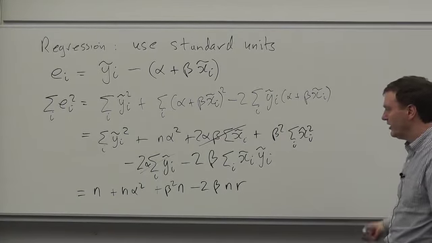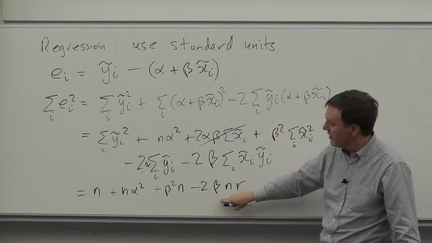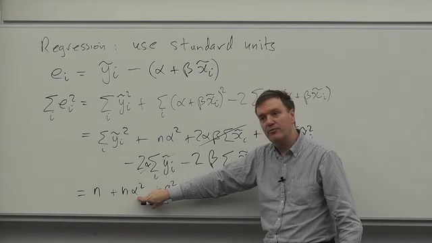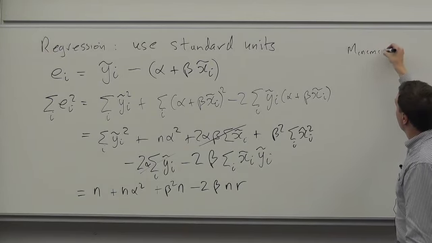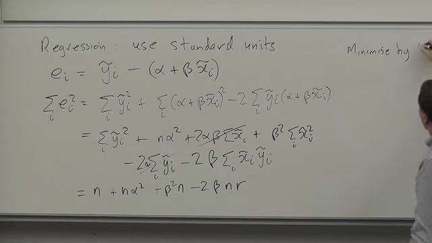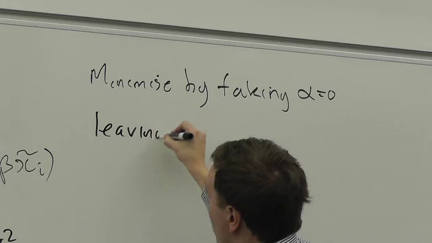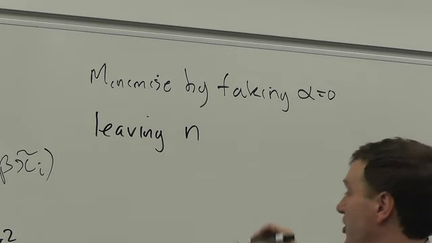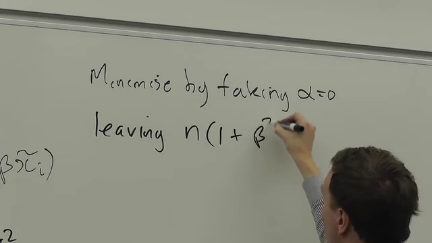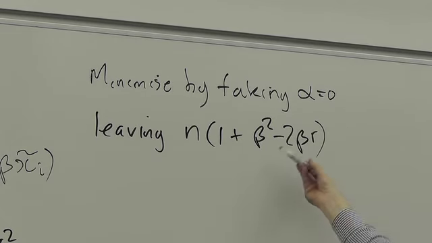And if we look closely at what we have here, we can see that if we try to make this whole expression small, there's no point in having a value of alpha that gives us a positive contribution here. We can immediately minimize by taking alpha equals 0. And so now we're left with the following expression. We have n times (1 plus beta squared minus 2 beta r). And we want to minimize this by choosing the value of beta.